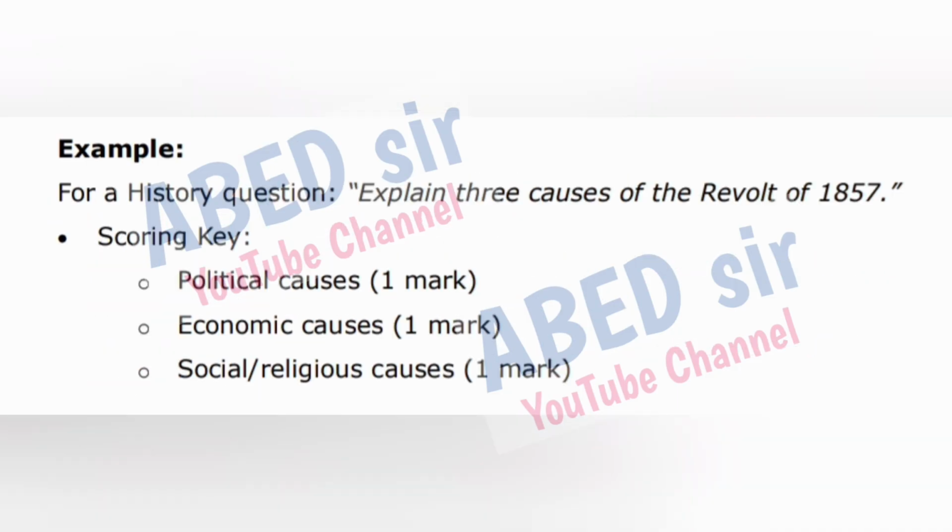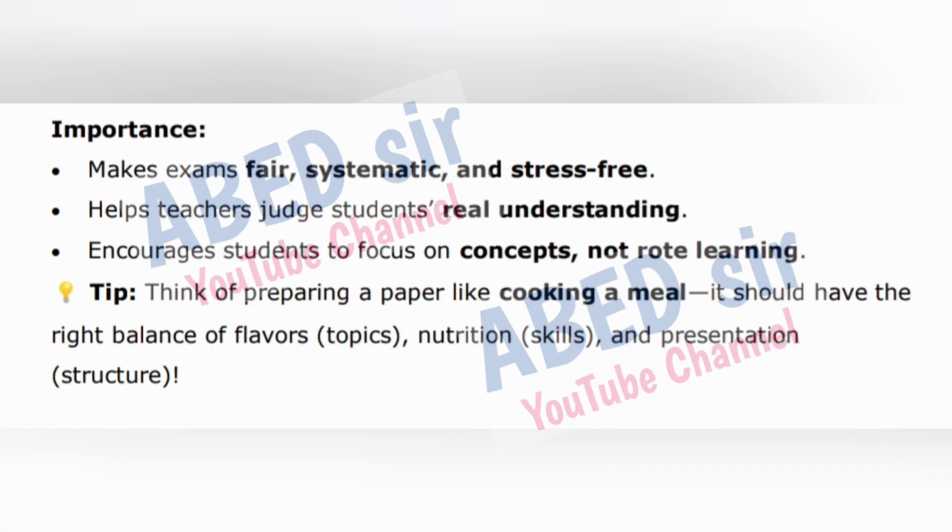Example. For a history question, "explain 3 causes of the revolt of 1857." Scoring key: political causes, 1 mark. Economic causes, 1 mark. Social-religious causes, 1 mark. Importance: makes exams fair, systematic, and stress-free. Helps teachers judge students' real understanding. Encourages students to focus on concepts, not rote learning.